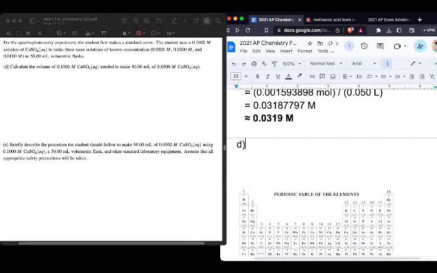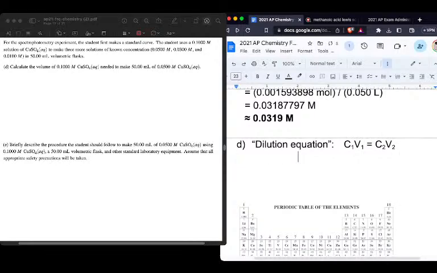Okay. For this, I use something called the dilution equation, which I teach as C1V1 equals C2V2, where you have your original concentration, original volume, and then you dilute it to a new concentration at a new volume.